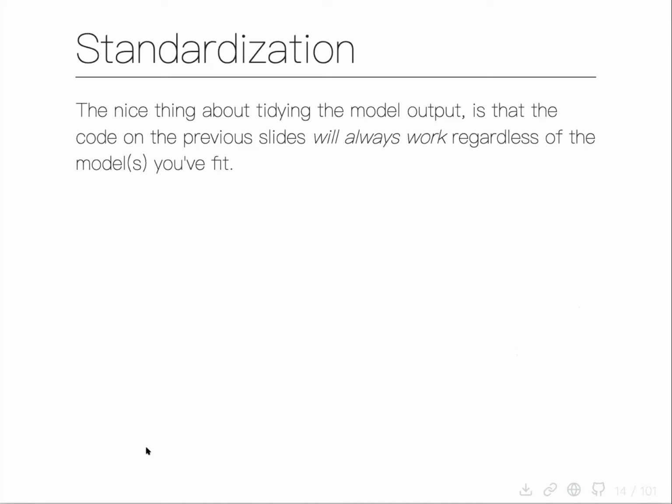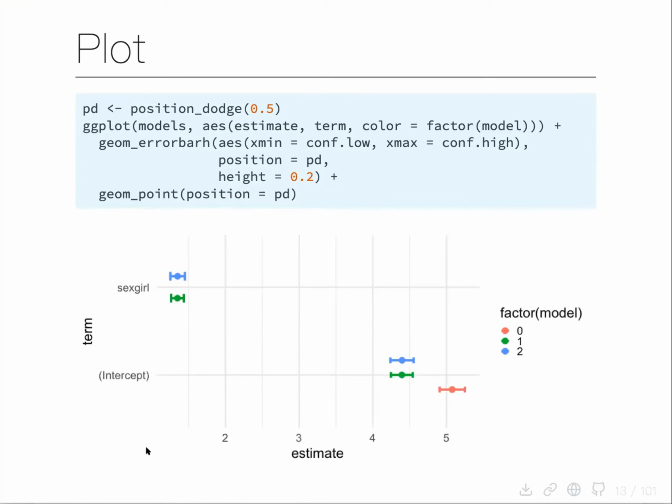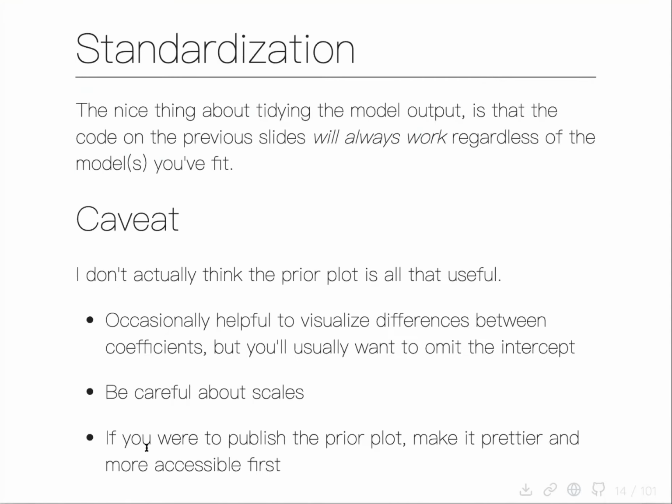So this is just a reiteration of what I just said. It's a standardized output, so the previous code will always work, regardless of your model. Bit of a caveat, though, I actually don't think that prior plot is all that useful. This is fairly common to see things like this, but I don't think it's the most useful thing out there.